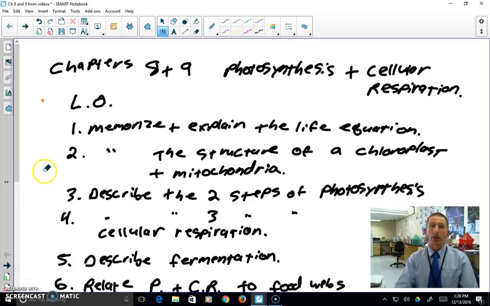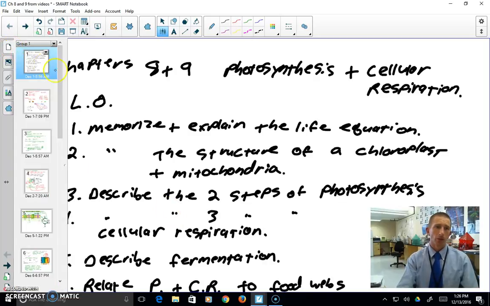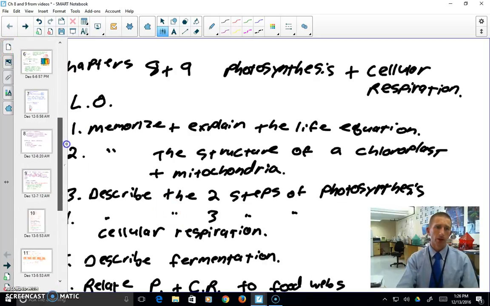All right, welcome back, fellow scientists. So we're going to dive right in. We are still describing the 3 steps of cellular respiration, right? So if you'll remember, the first step was glycolysis, and so we looked at that right here.